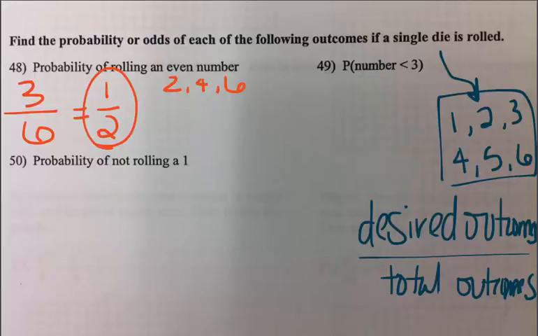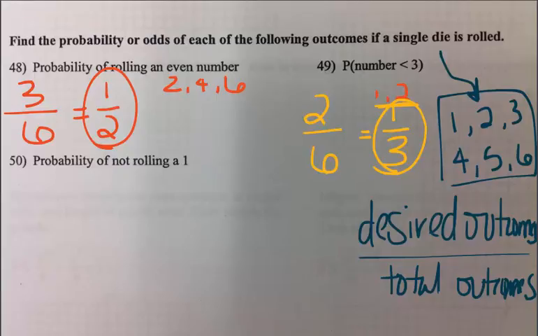Probability of rolling a number that's less than 3. It doesn't say equal to 3, so I can't pick the 3. So that would be the 1 or the 2. So desired outcomes over total outcomes. Desired outcomes, there's 2 of them, over the total 6 outcomes. And then I have a 1/3 chance of rolling something that is less than a 3.